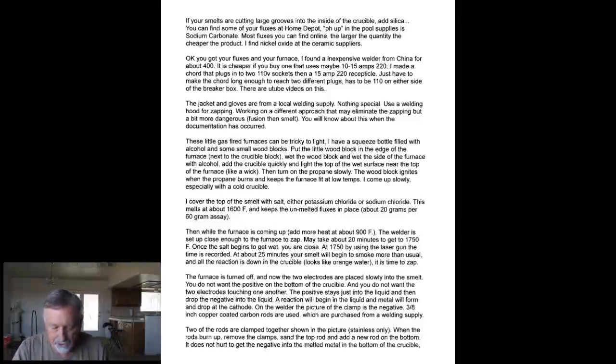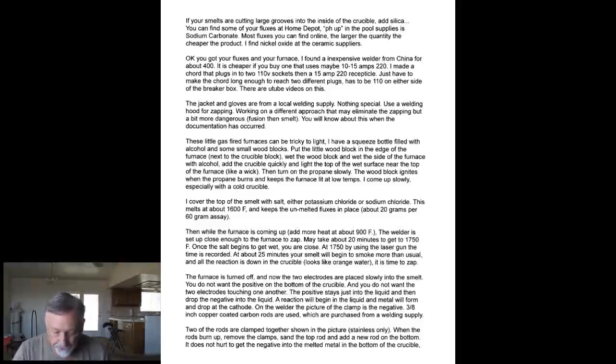And I start kind of low on the propane, and then at 900 degrees, I crank it up and create more heat. Once the salt begins to get wet, you are close. At 1750, by using the laser gun, the time is recorded. This is what they look like. At about 25 minutes, your smelt will begin to smoke more than usual, and all the reaction is down in the crucible. Looks like orange water. There won't be any bubbling, any foam, or nothing in that crucible. Then it is time to zap.